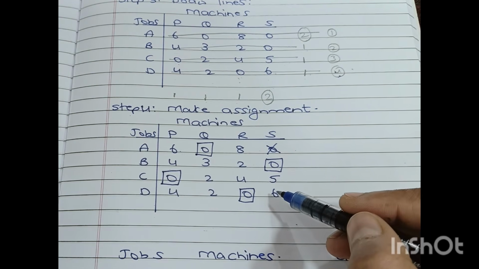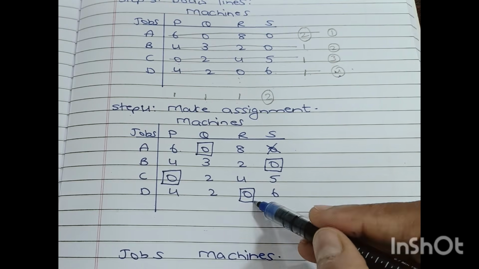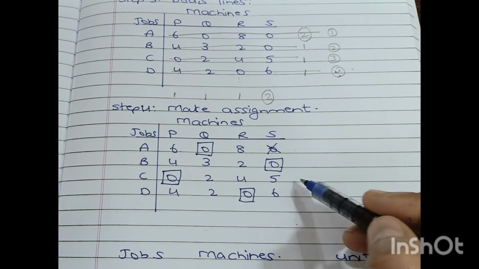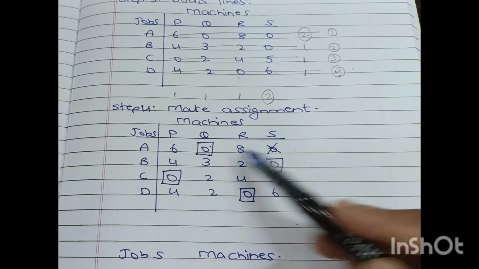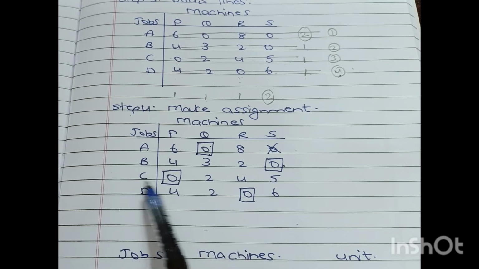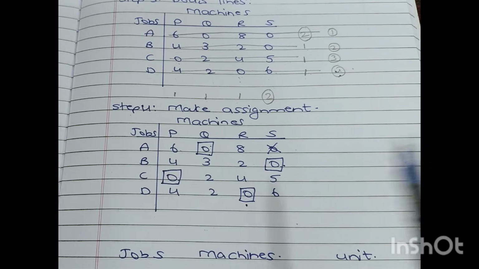So for doing the assignment, we have to select a row or a column which contains only 1 0. And this square mark is nothing but my assignment. So I have assigned job A to machine Q, job B to machine S, job C to machine P, and job D to machine R.